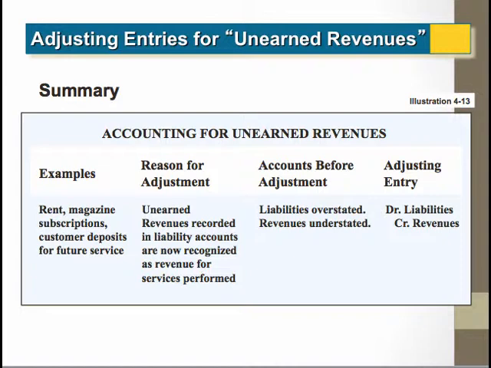So in summary, for an unearned revenue account, which is a deferred revenue, we defer revenues until we earn the revenue. If we do not make this adjustment, we will be overstating our liabilities and understating our revenues. To correct that situation, we need to do a debit entry to the liability account to reduce the liability and a credit entry to the revenue account to increase the revenues.